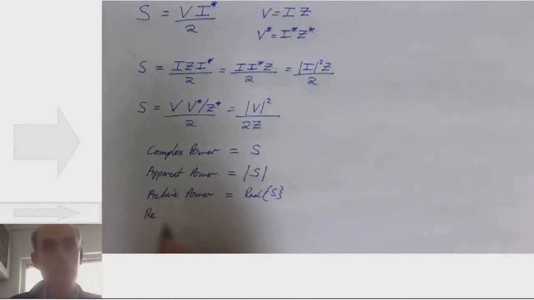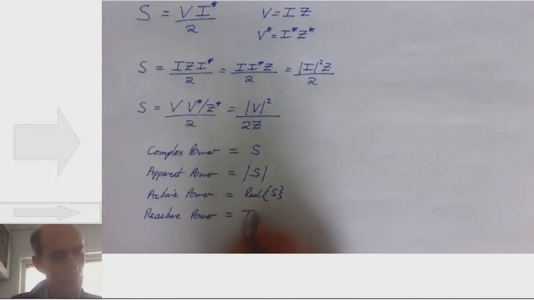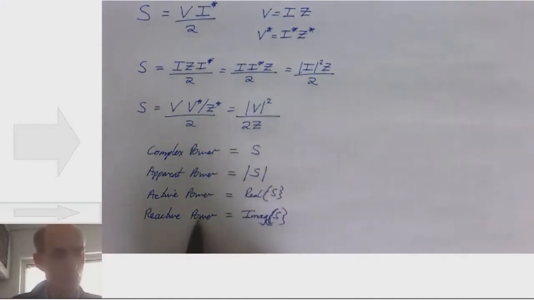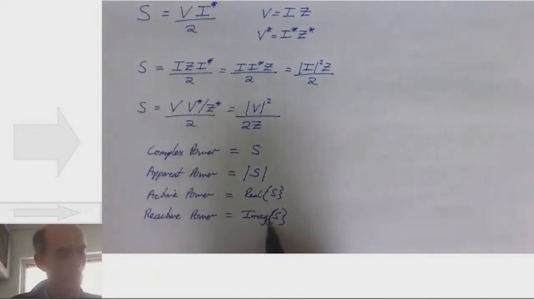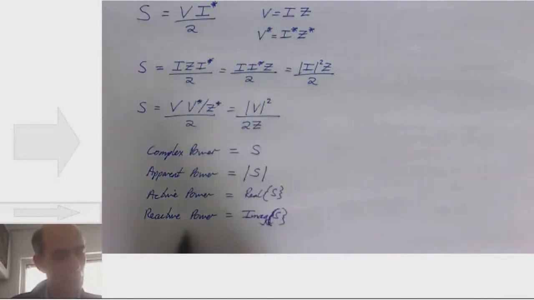We also have a thing called the reactive power, and the reactive power is the imaginary component of the complex power. That is the power which doesn't leave the circuit, it's just the energy that bounces around the circuit, being stored in electric fields in capacitors or magnetic fields in inductors, and then coming back out of those fields into the rest of the circuit sometime later in the cycle.